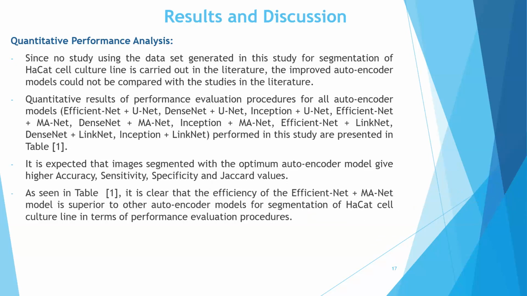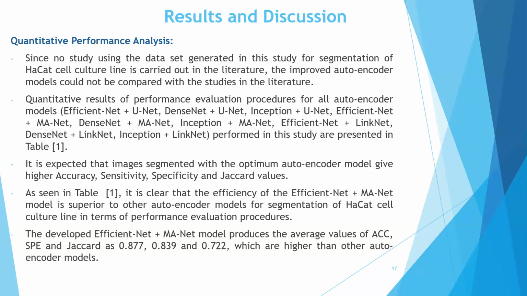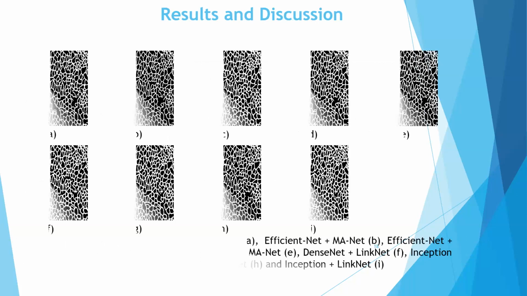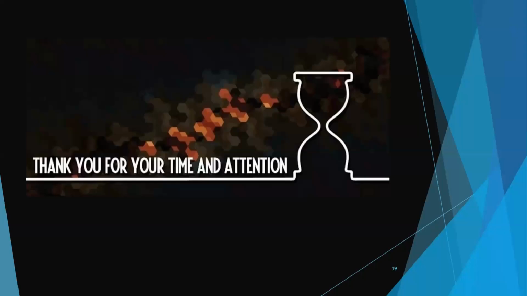As in Table 1, it is clear that the EfficientNet plus MANet model is superior to other autoencoder models for segmentation of HaCaT cell culture line in terms of performance evaluation procedures. The developed EfficientNet plus MANet model produces the average values of accuracy, sensitivity, specificity, and Jaccard. And here are outputs of my models. Thank you for your time and attention.